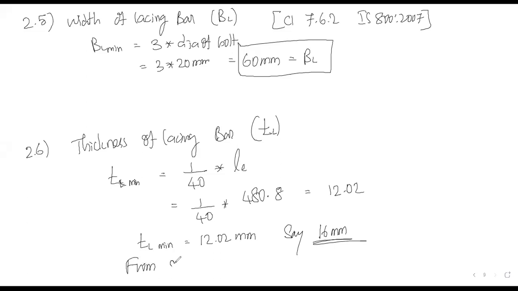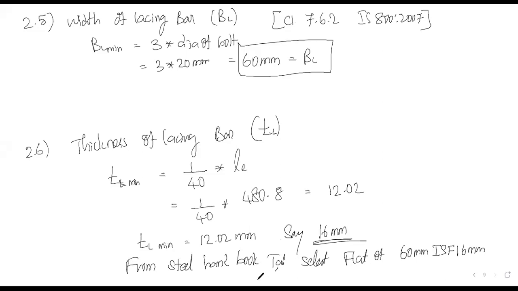From the steel handbook, select a flat of 60 mm width, ISF flat, 16 mm thickness. From that, the area provided is equal to 960 mm square.